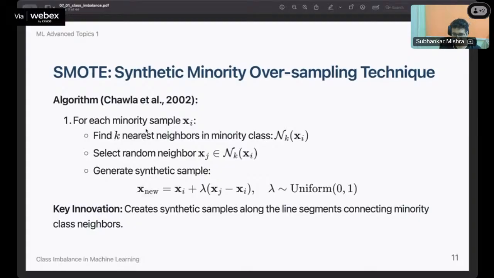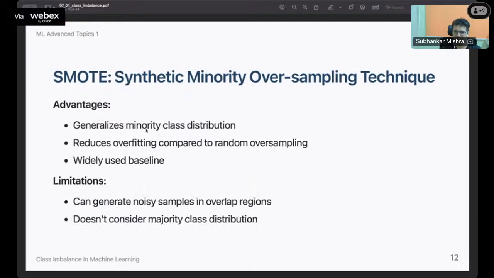And here lambda basically selects at what portion of the line the point has to be picked from, and it is drawn from a uniform distribution between 0 and 1. Now, why is it a better technique than duplication? Typically you are generalizing the minority class distribution, because you are trying to fill up the space between two minority class data samples. It is of course interpolation, and this is a very widely used baseline.